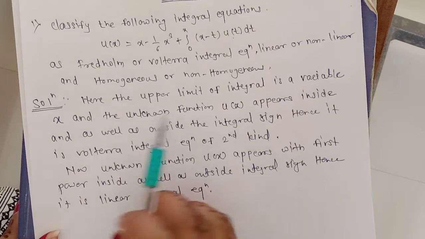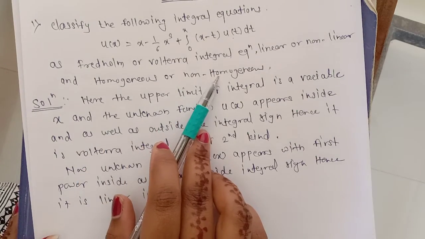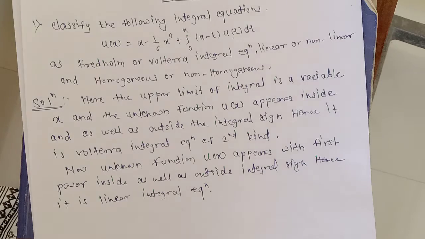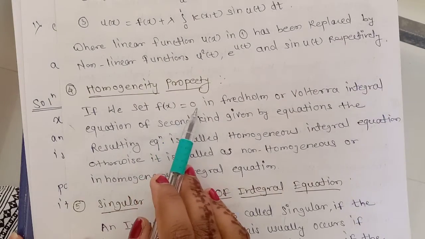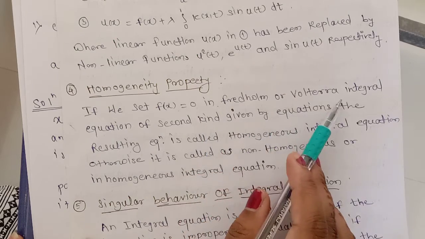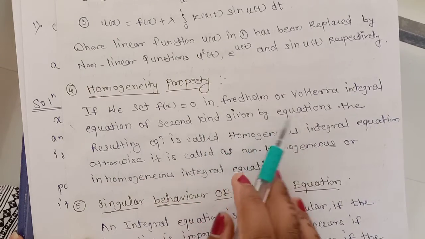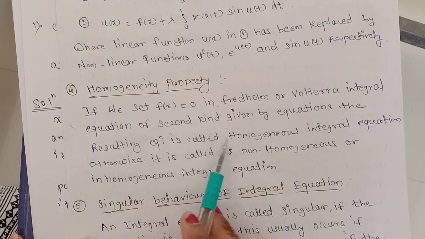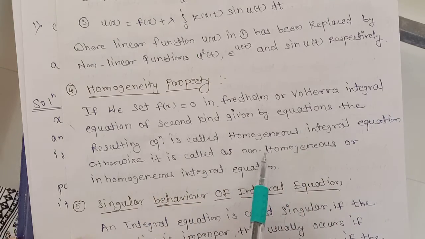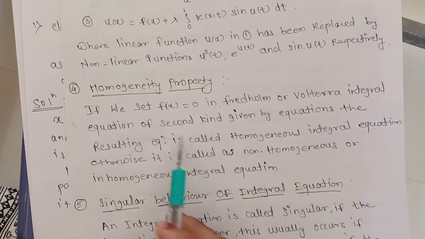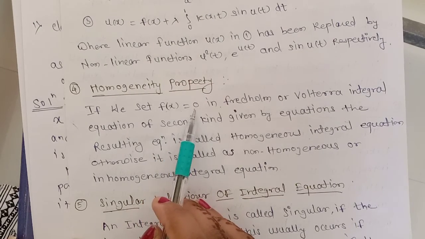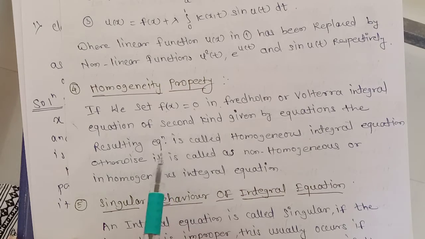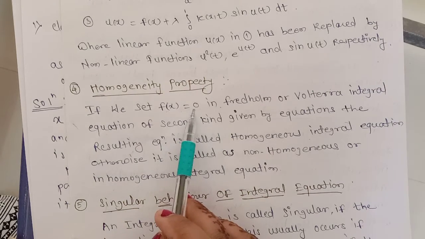And lastly, we have to look at whether it is homogeneous or non-homogeneous. For the homogeneity property, we have the condition: if we set f of x equal to 0 in the Fredholm-Volterra integral equation of the second kind given by the equation, the resulting equation is called a homogeneous integral equation. When f of x is equal to 0, then this is a homogeneous integral equation, and when f of x has a non-zero value, then this is a non-homogeneous integral equation.